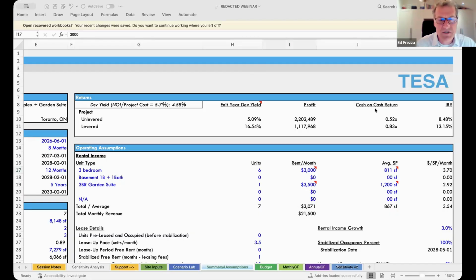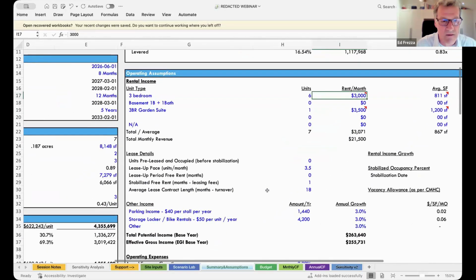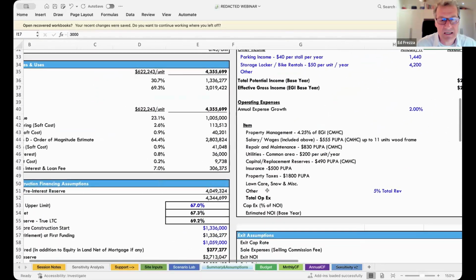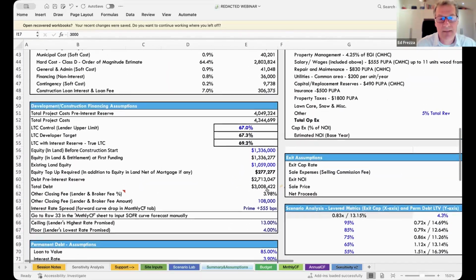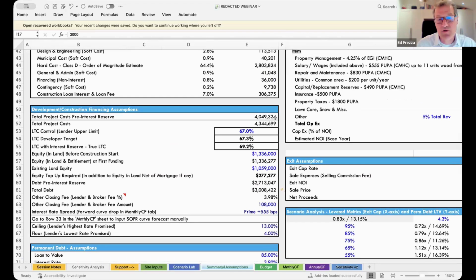The other thing I just want to mention is if we can go and look at the project cost versus the valuation on the far left there. So you can see that we've got a total project cost of 4.3 million, which is to say a project cost of 4 million, but then we throw in the interest reserve.